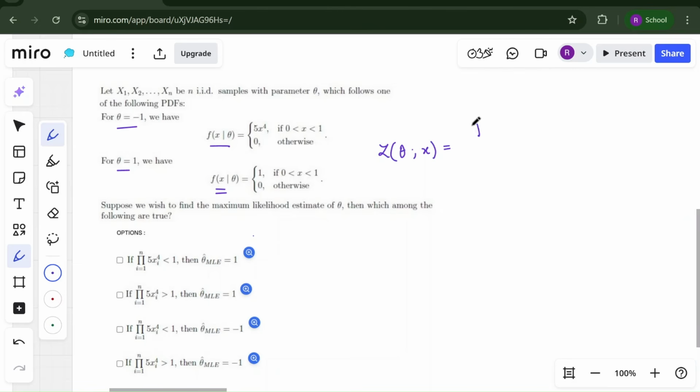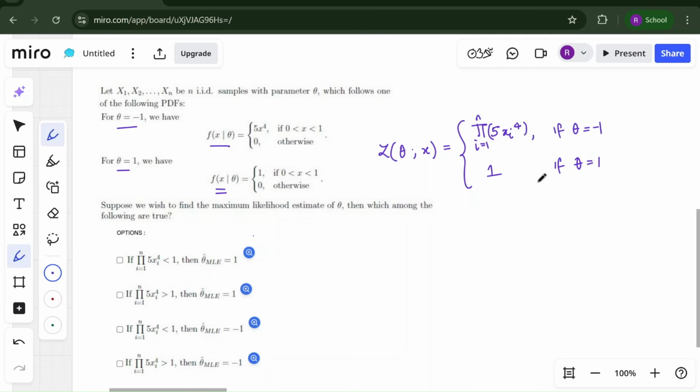So it would be product of i running from 1 to n, 5 xi to the power 4 if theta is equal to -1, and this would be equal to just 1 if theta is equal to 1. Okay. So this is the likelihood function, right? It's a function of theta.